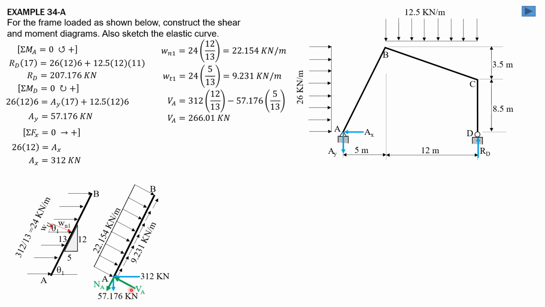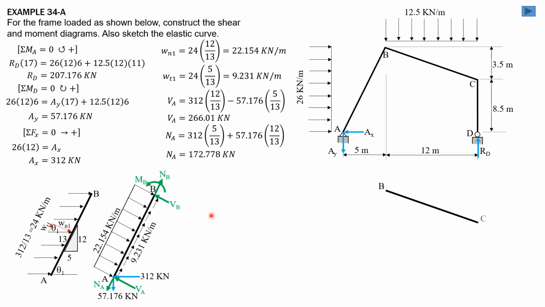While NA is, because 312 is in the direction of NA, 312 times cosine of theta 1, 5 over 13, and 57.176 is also in the direction of NA, so it is plus 57.176 times sine of theta 1, which is 12 over 13. So NA is 172.778 kilonewtons. Then let's call that NB, shear at B, and moment at B.